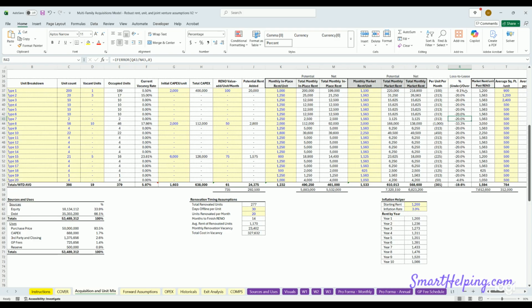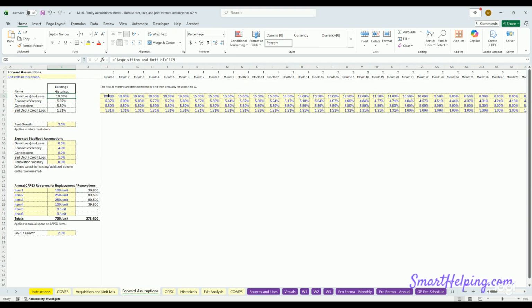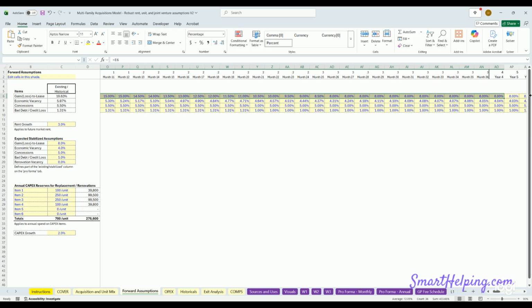Now, in the model, we just look at the difference between the in-place and the market percentage, and that's how we get our forward assumptions in this model, this first forward assumption, which is what we think the loss to lease is going to be over time. So we start with basically what's going on right now with the property. If we take all the current numbers, this is what we're actually collecting in rent versus what percentage under we are of the actual market rent. And then over time, we try to get to 8% under market.